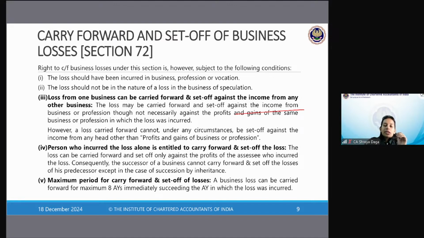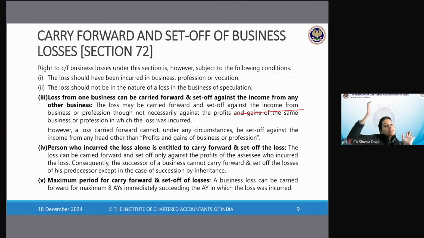Otherwise, people were using this as a tax avoidance mechanism. Okay, that I have a profitable company, I don't want to pay tax, I acquire a loss-making company, and I use the losses of the other company, I try to adjust it with my profits and say I will pay less tax now, or I will not pay any tax. I have totally consumed my profits against losses of the other company.